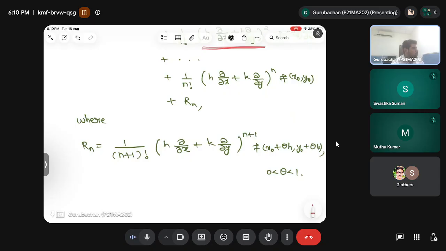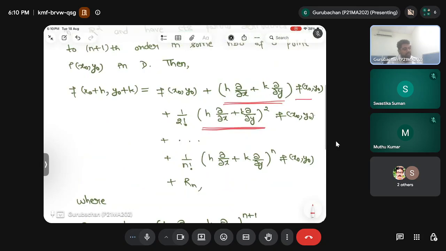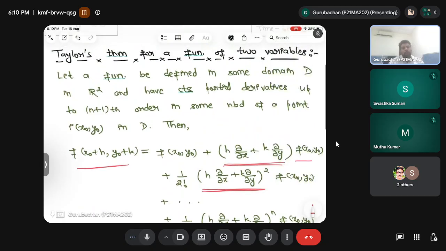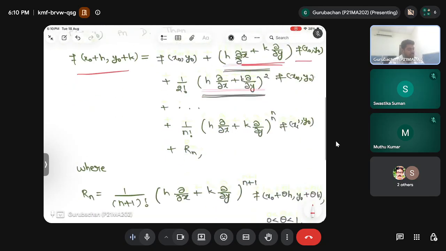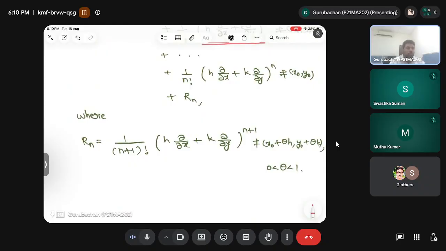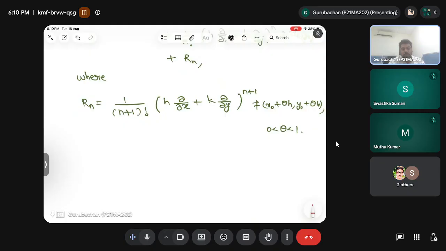Now if you want to calculate any Taylor polynomial of some degree, obviously you need to apply this Taylor theorem there. And in order to find the Taylor series, obviously this remainder term should go to 0 as n tends to infinity. So let us start with some Taylor's quadratic polynomial.